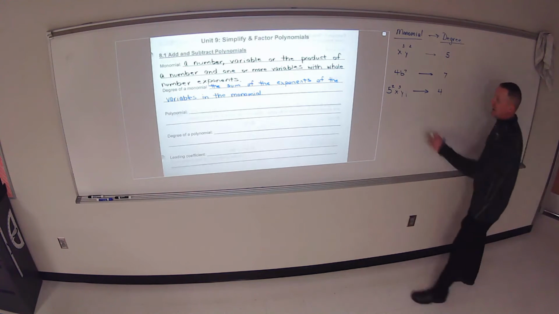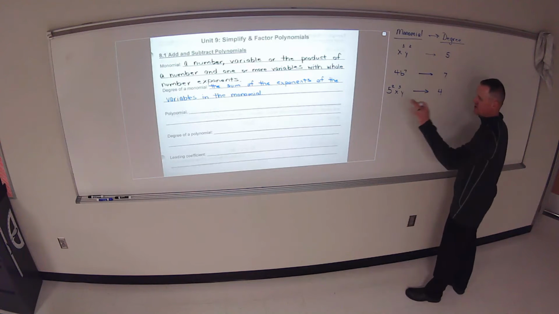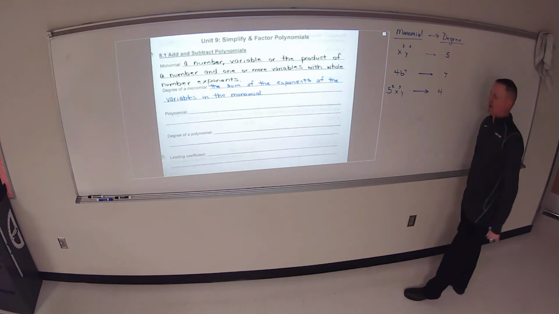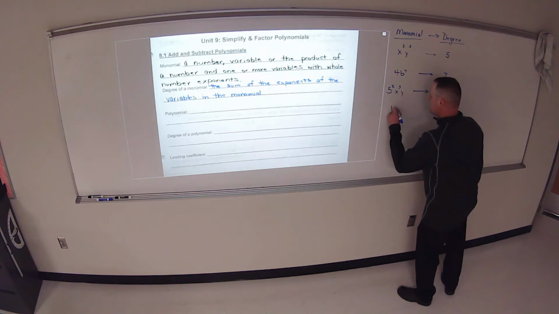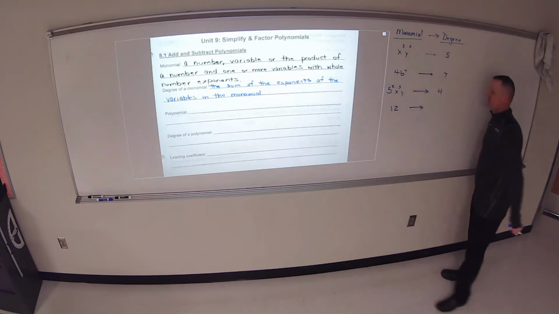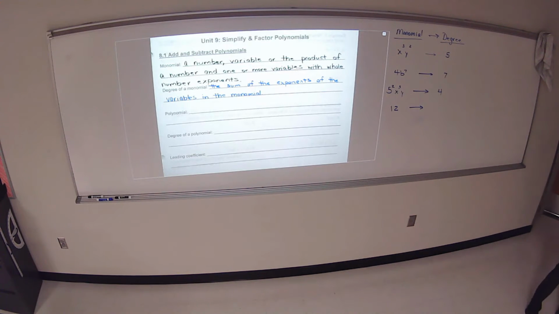Alright? Now the last one, and usually this is part of the definition, I could have added it in here, but we're going to talk about it right now. What about if my monomial is just a constant? Just a number. Because that by definition is a monomial. What is the degree of that monomial? And in fact, all constants have the same degree. It's 0.